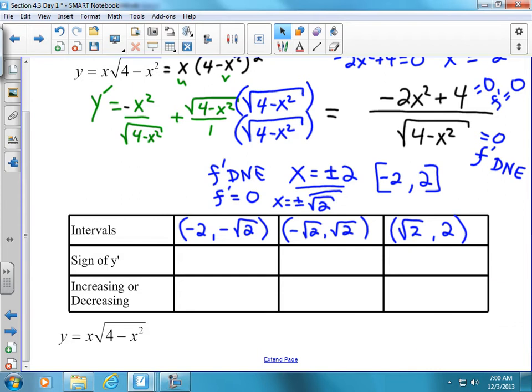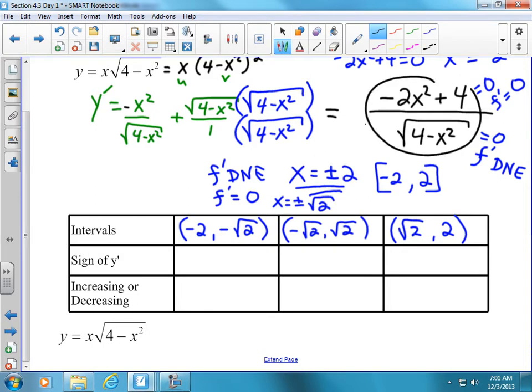Okay, the next step is going to be calculating the sign of the derivative. This back here is our derivative. That's our most simplified derivative. The denominator can never be 0, or it can never be negative, so it's always going to be positive. Therefore, negative 2x squared plus 4 is going to determine the sign of our derivative. Okay, the sign of the derivative, which is this middle row. So we're going to take numbers in between each of these intervals and plug them into the numerator of the derivative to see whether they're positive or negative.